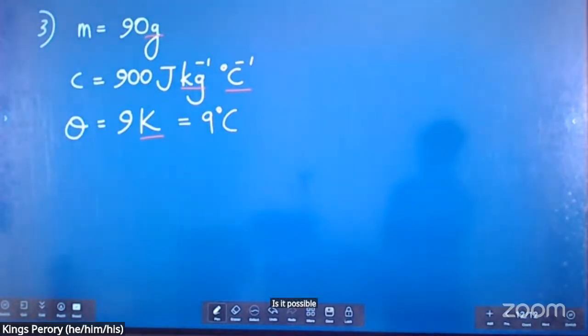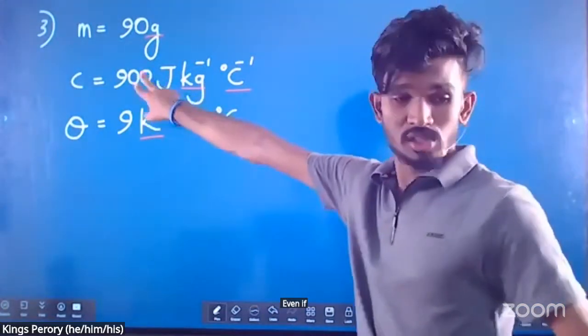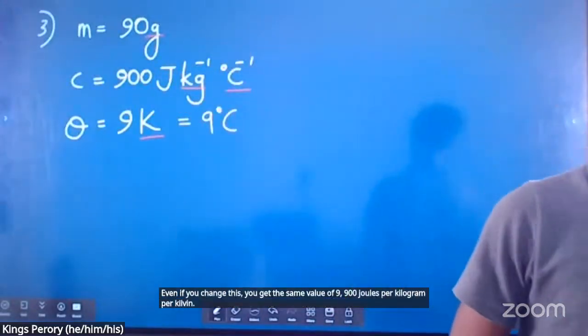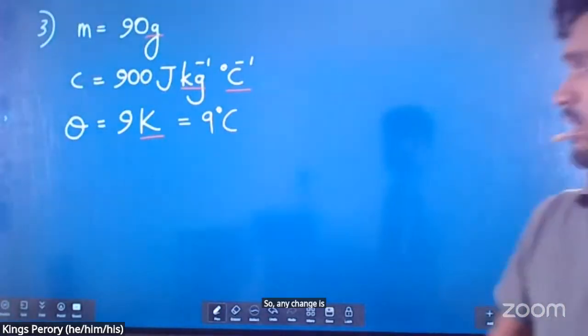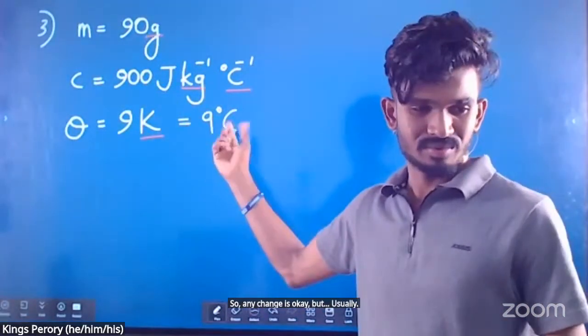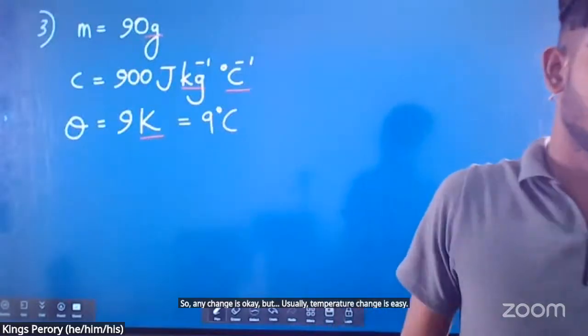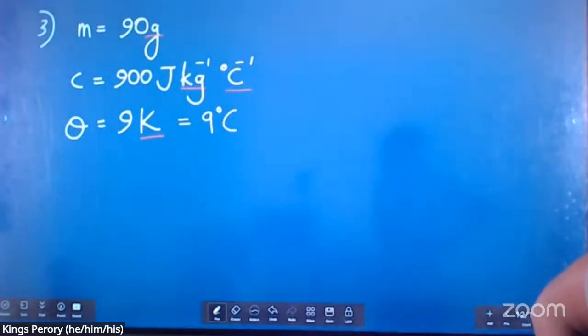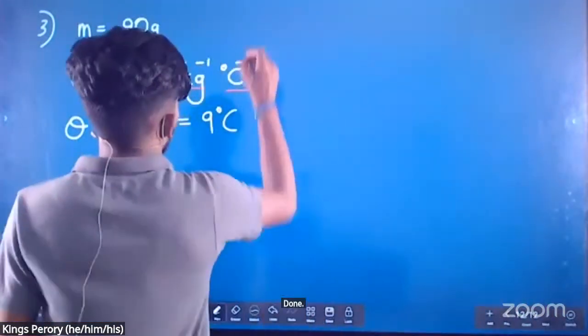Is it possible to change the specific heat capacity to Kelvin? Yes, you can. I have taught that also. Even if you change this, you get the same value: 900 joules per kilogram per Kelvin. So any change is okay. But usually temperature change is easy. Done. I'll work it out.